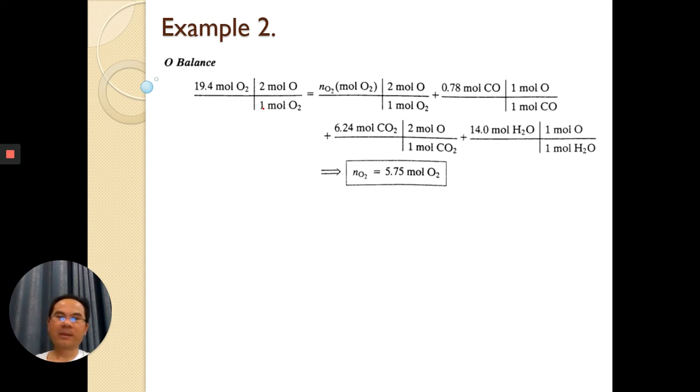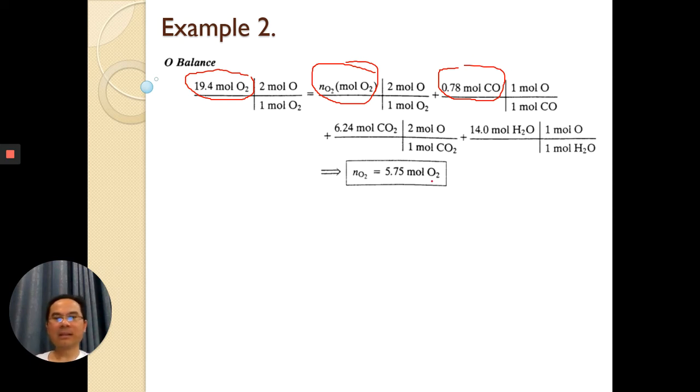For this case, 1 mole of molecular oxygen includes 2 moles of atomic oxygen, and the feed oxygen is 19.4 mole. This is equal to the output oxygen, which includes 4 terms. First, oxygen in molecular oxygen: 1 mole of molecular oxygen includes 2 moles of atomic oxygen, and the output is NO2. The second term is oxygen from CO. 1 mole of CO includes 1 mole of oxygen, and you know the mole of CO output is 0.78 from the previous balance.